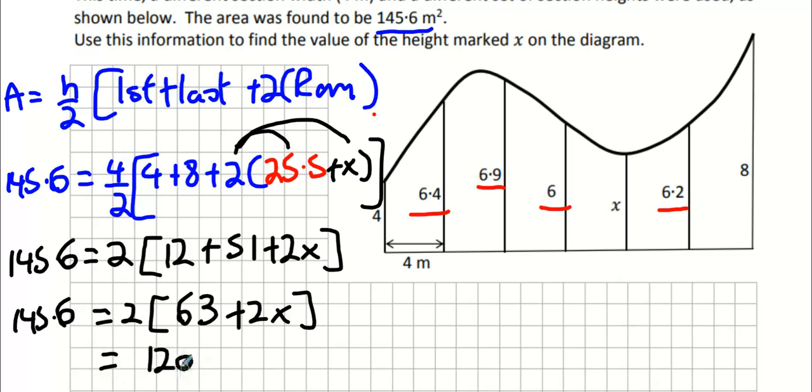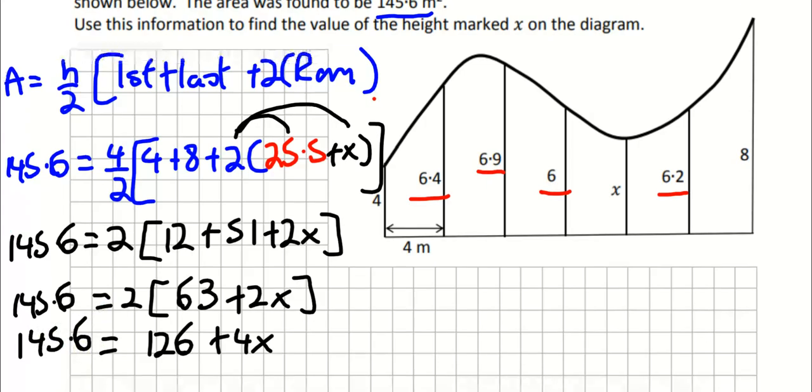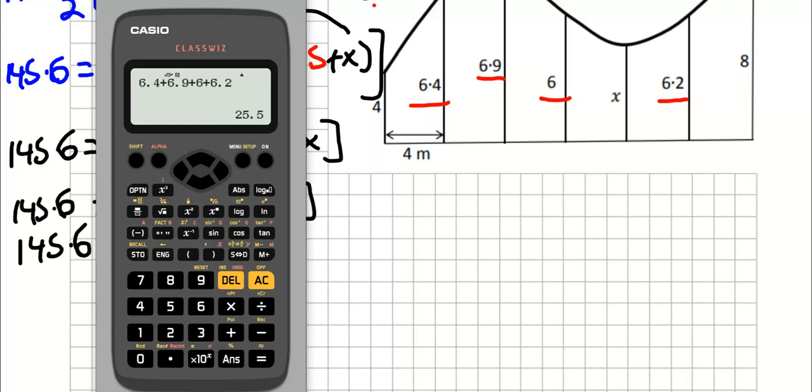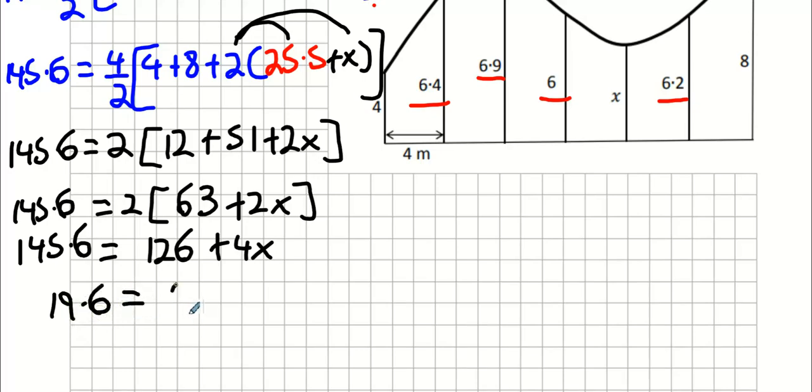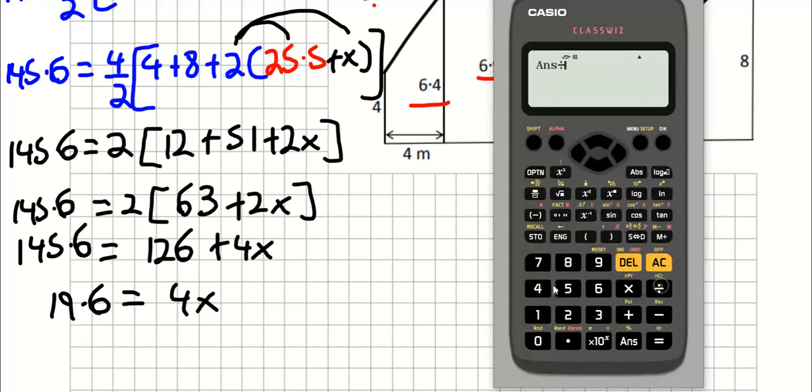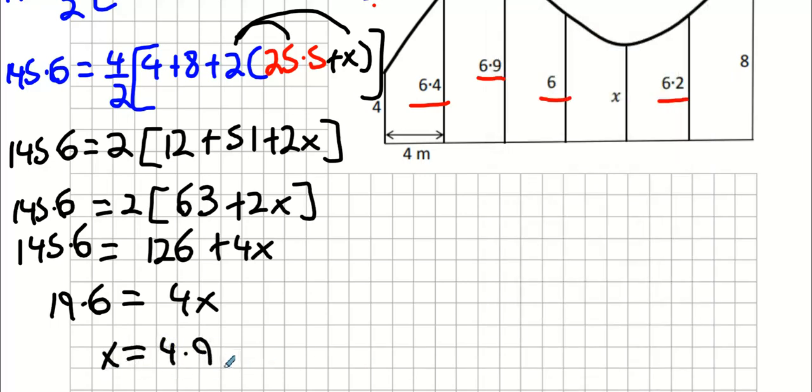It's going to be 126 plus 4x equals 145.6. 145.6 take away your 126 gives you 19.6. That equals 4x. Divide that by 4. Get your x value of 4.9. And when you check your question up the top, does everybody see the way 4.9 is shorter than 6? See the gap difference? So it's a good indication that what I got is probably correct. Is that okay?